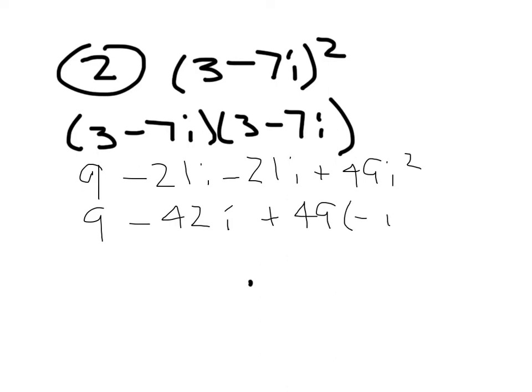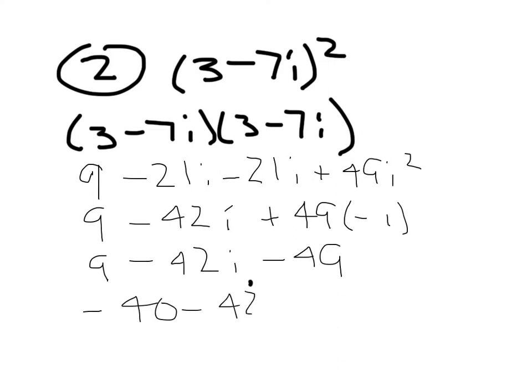Now i squared is negative 1, so that means when I multiply the 49 times negative 1, it'll be negative 49. And now, again, I see that I have some constants. They are like terms. 9 minus 49 is negative 40. I'm left with negative 40 minus 42i. That is the final answer to this problem because these terms are not like terms. This does not have an i. This one does.